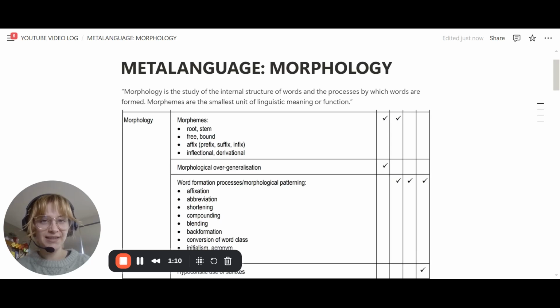The VCE study design says, morphology is the study of the internal structure of words and the processes by which words are formed. Morphemes are the smallest unit of linguistic meaning or function. So what do they mean by that? They mean that if you take a lexeme, which is a word, and you chop it up into the smallest possible pieces that you can, where each piece still has some sort of meaning, whether that be grammatical only, or whether that actually be some sort of semantic meaning, it has meaning in our society today, those are morphemes.